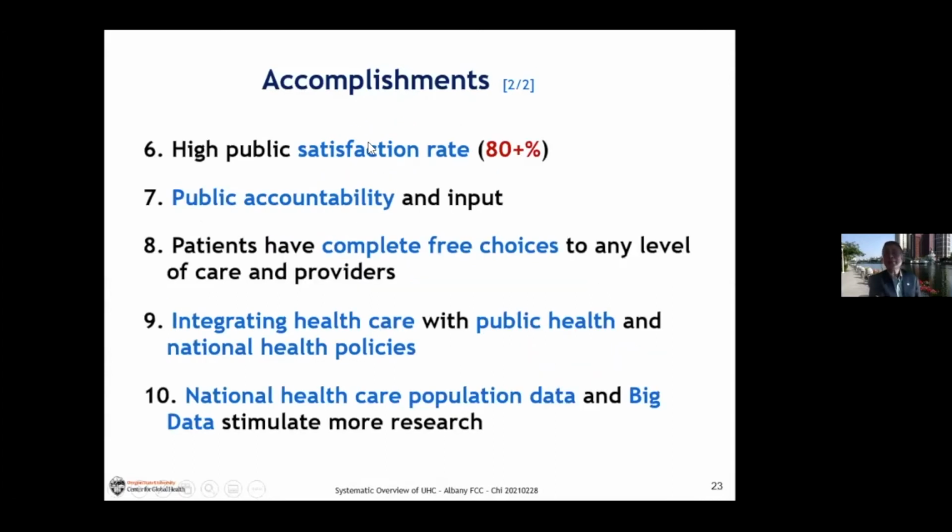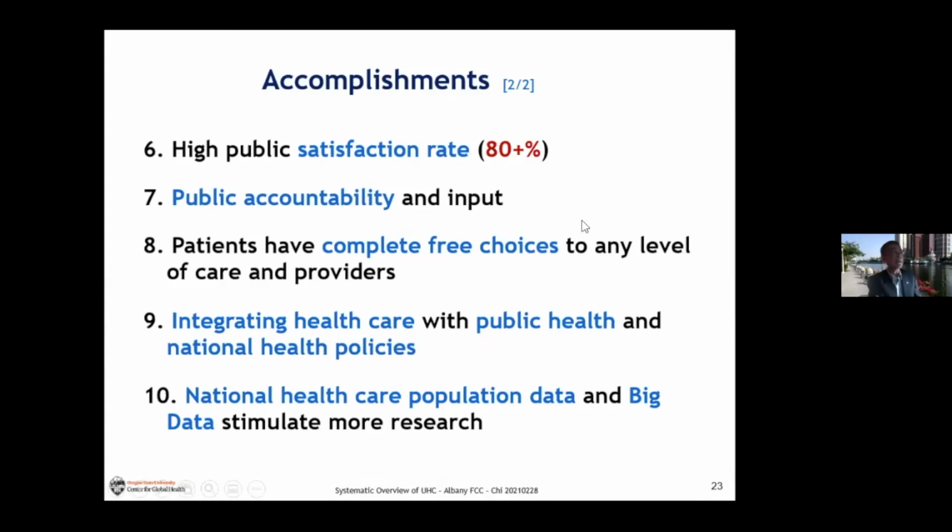And few countries' healthcare systems have received such a high approval rating persistently, 80% and higher of the people are satisfied. And the government has been very sensitive to public response. Ever since the first year of implementation, the government contracted with a public relations firm to do the quarterly survey. So they track the approval rating every 3 months since 1995.